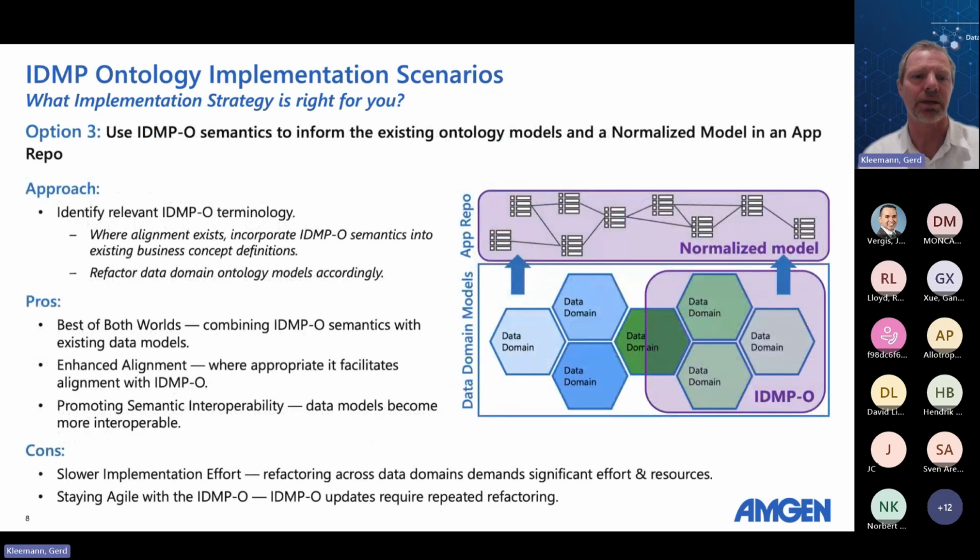So let's look at option three. With the last option, I'd like to suggest to use the semantics of the IDMP ontology to inform a company's existing internal ontology model or models, and to represent the majority of the IDMP ontology in a normalized model within an application repository. For that, the IDMP ontology must be analyzed, and the concepts and semantics most relevant to the integration need to be identified. Where alignment exists, the internal concepts, the business concepts, relations, and definitions can be refactored within the applicable data domains and ontologies to ensure they convey a company's internal understanding.